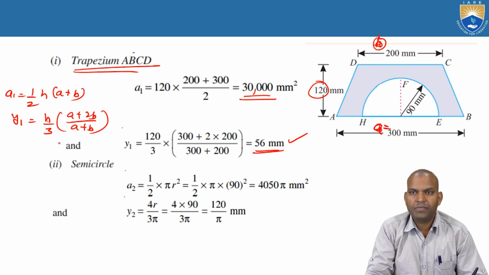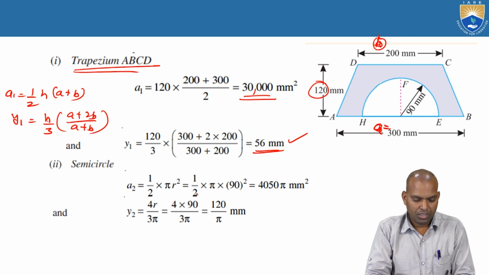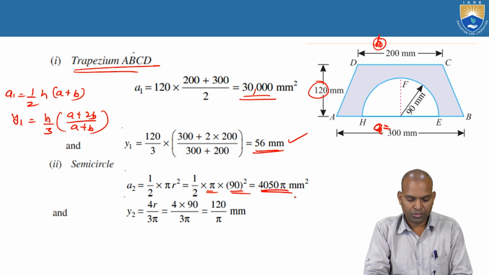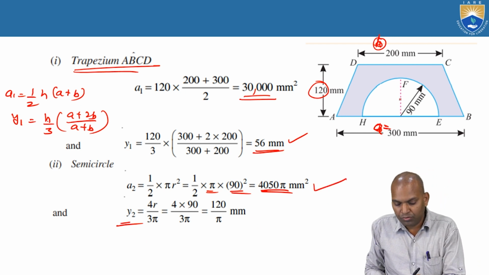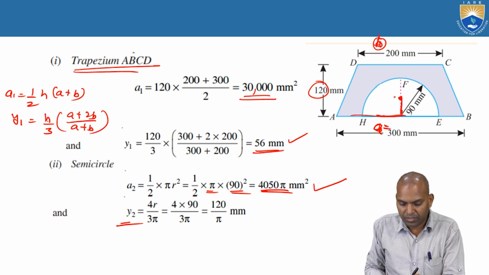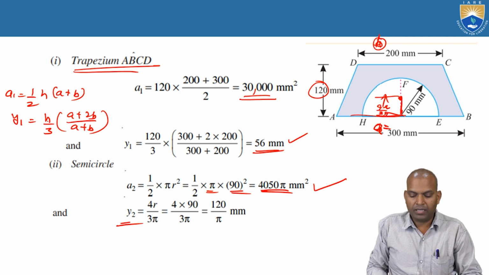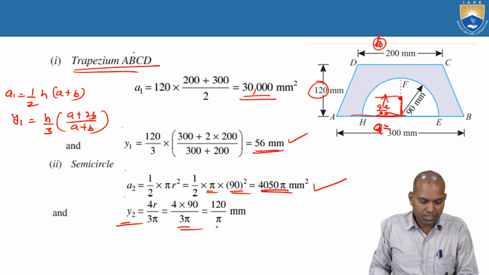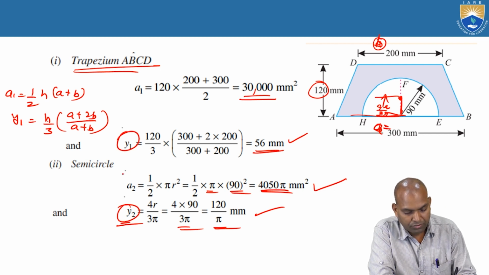Now the semicircle portion. You know the area of the semicircle: half of the area of the circle, that is half of pi r square. What is r? The radius is 90 millimeters, so the area is 4050 pi square millimeters. What is y2? y2 is the distance from the centroid here to here, which is 4r by 3 pi. With r equal to 90 millimeters, substituting gives 120 by pi millimeters. That is y2.